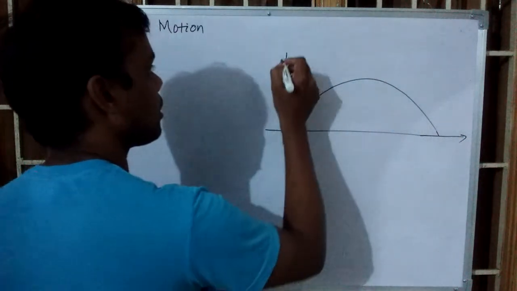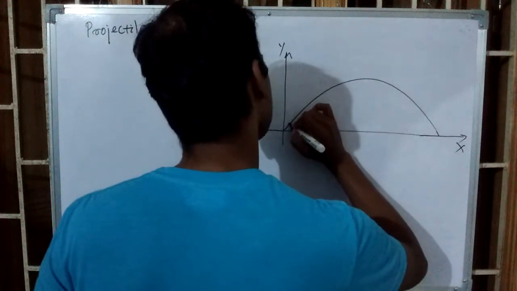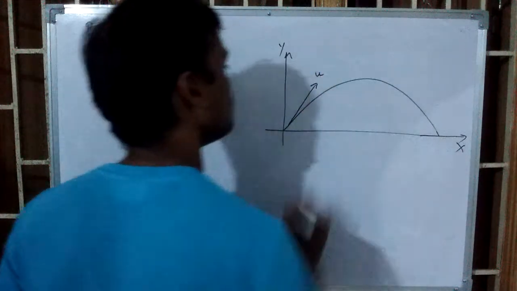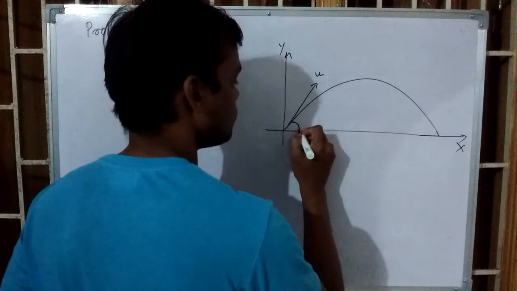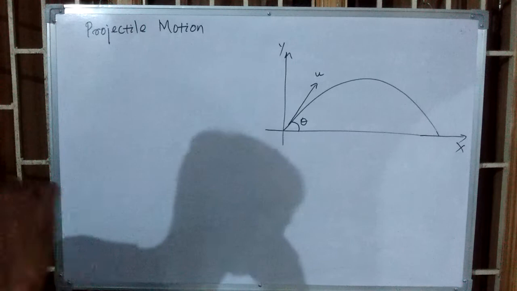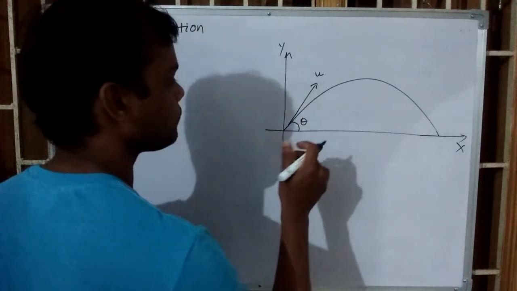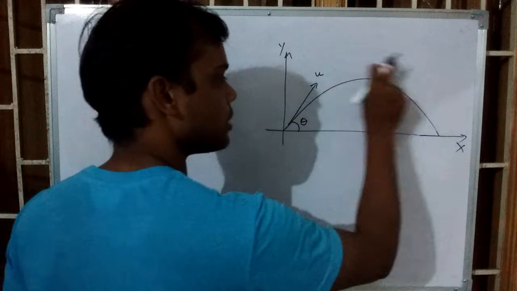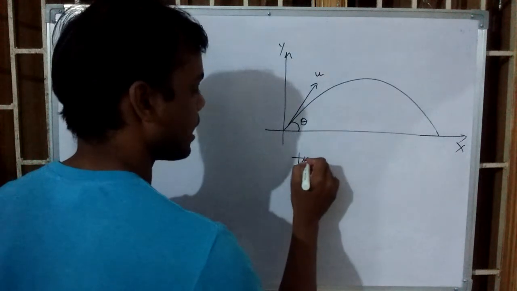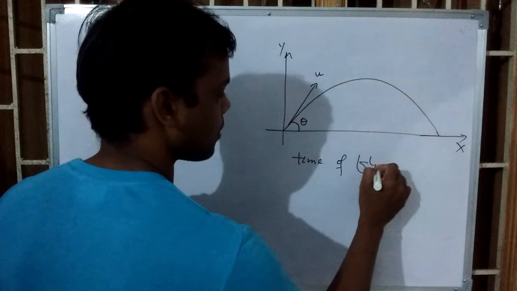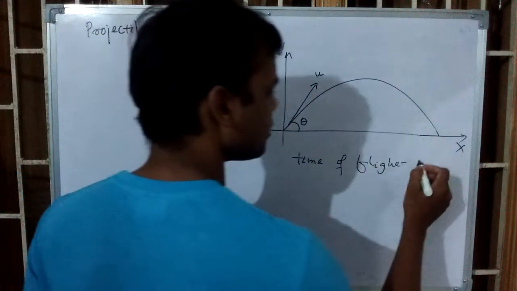Now this is the y-axis, this is the x-axis. Let us suppose the initial velocity of the projectile is u. It is projected with some initial velocity u, and also with some initial angle theta. Now what are the factors coming here? One factor is the time taken by the body to reach the end point. That is called time of flight. Let it be t.